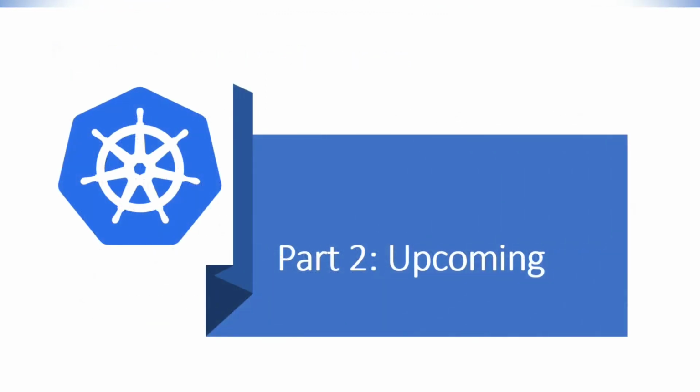So these were the most essential Kubernetes components. In the next part 2, we are going to talk about the other components of Kubernetes, such as deployment, stateful set, replica set, and other features.